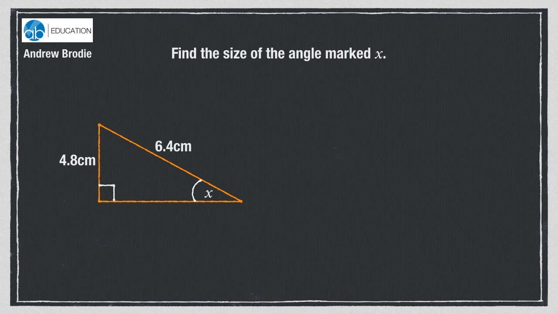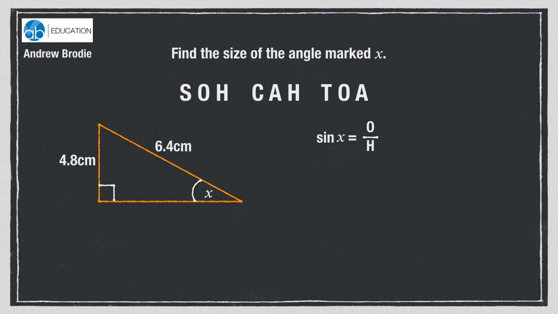The hardest part of trigonometry is deciding whether to use sine, cosine or tangent. But we can see that we have the opposite and the hypotenuse, so the only one that uses these is sine. So sin x is equal to the opposite over the hypotenuse, which is 4.8 over 6.4. Putting these into the calculator, 4.8 divided by 6.4 is equal to 0.75.